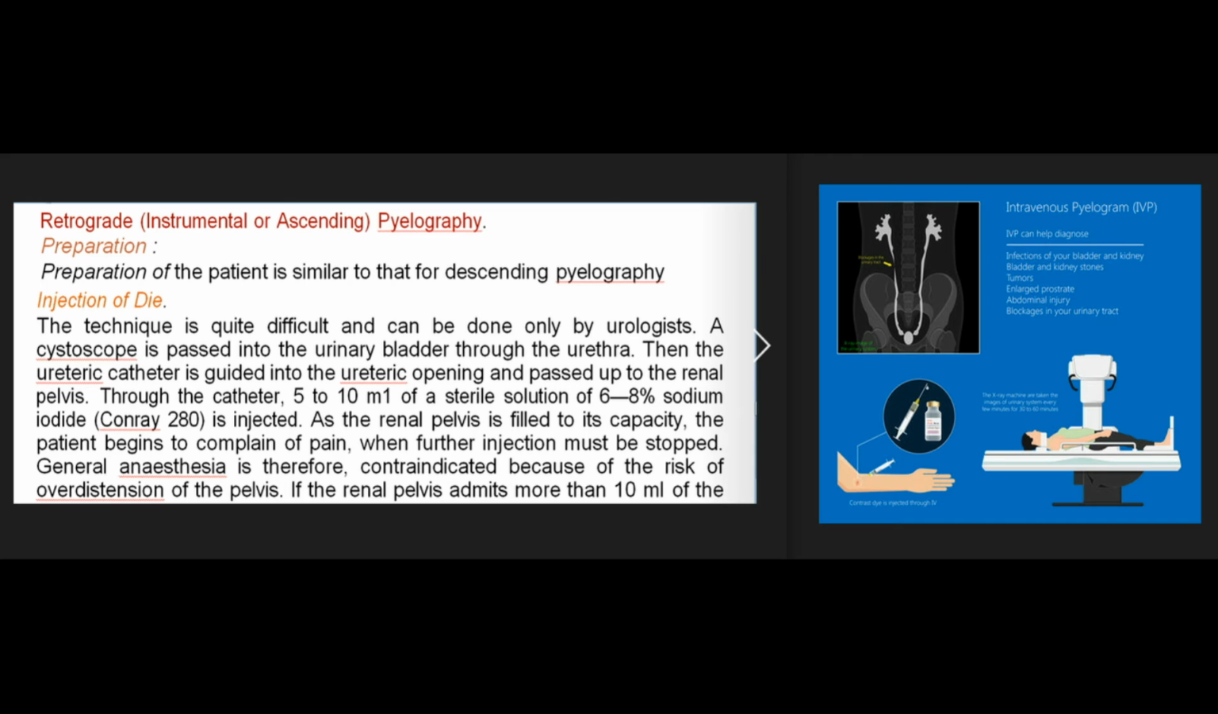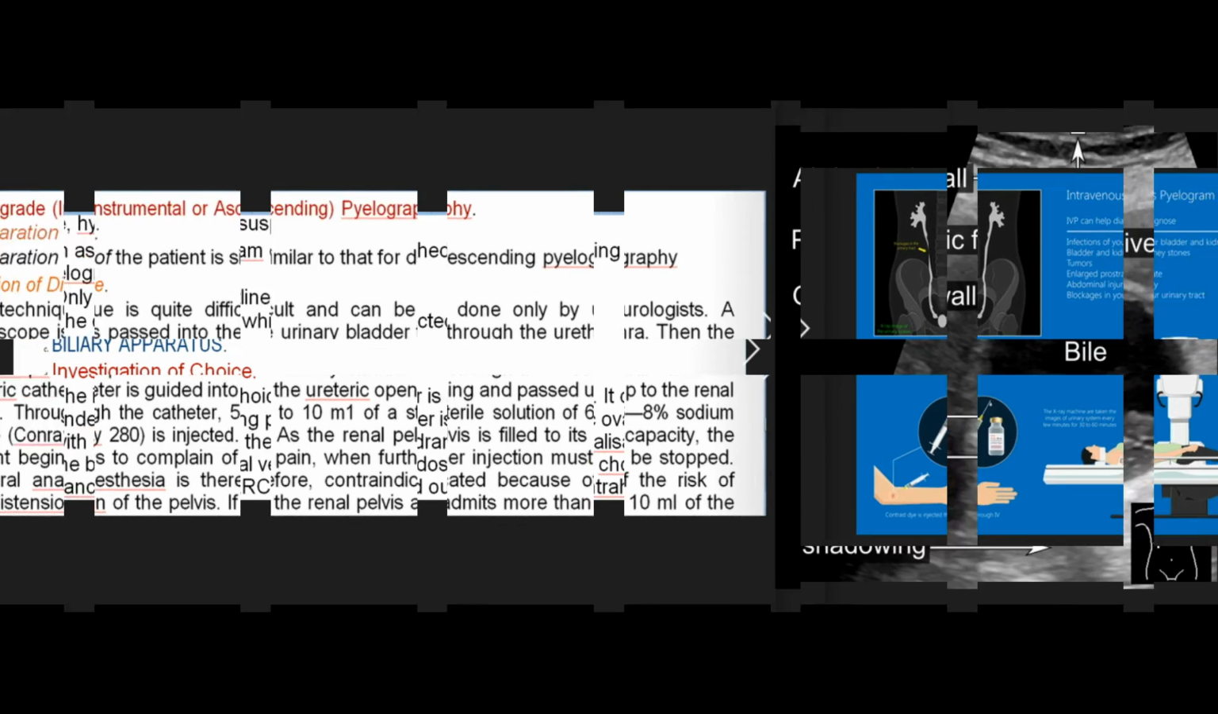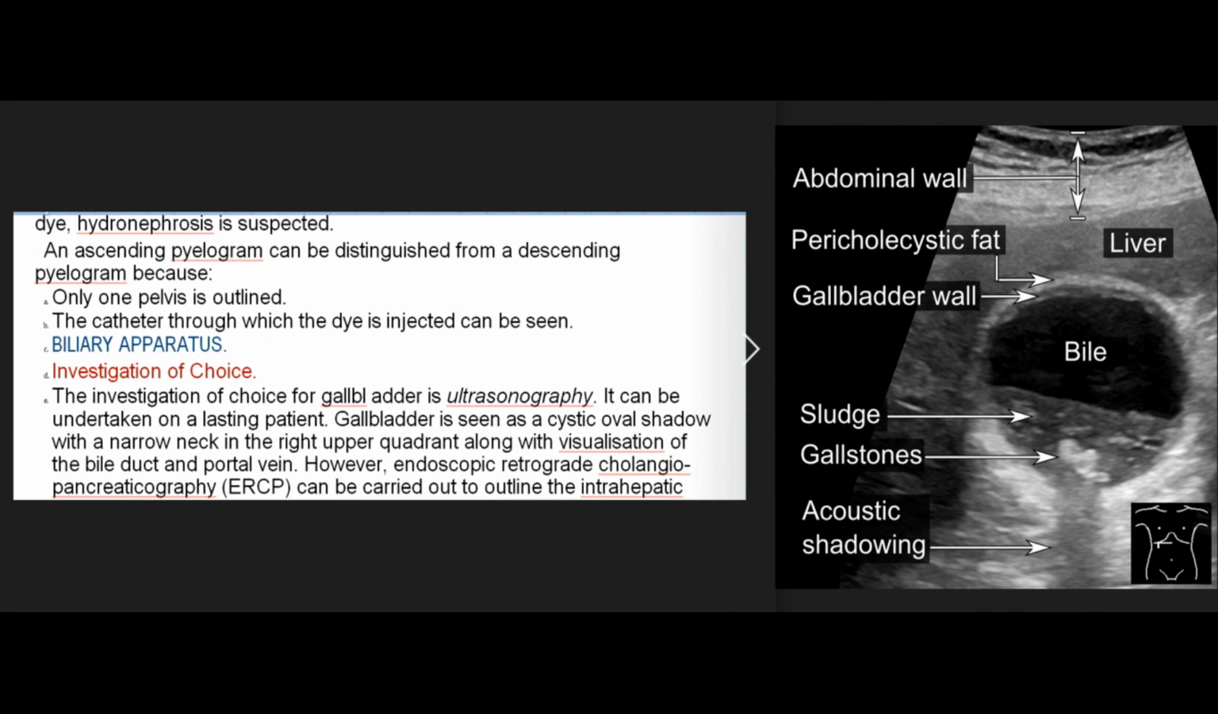As the renal pelvis is filled to its capacity, the patient begins to complain of pain, when further injection must be stopped. General anesthesia is therefore contraindicated because of the risk of overdistension of the pelvis. If the renal pelvis admits more than 10 ml of the dye, hydronephrosis is suspected. An ascending pyelogram can be distinguished from a descending pyelogram because a. Only one pelvis is outlined. b. The catheter through which the dye is injected can be seen.